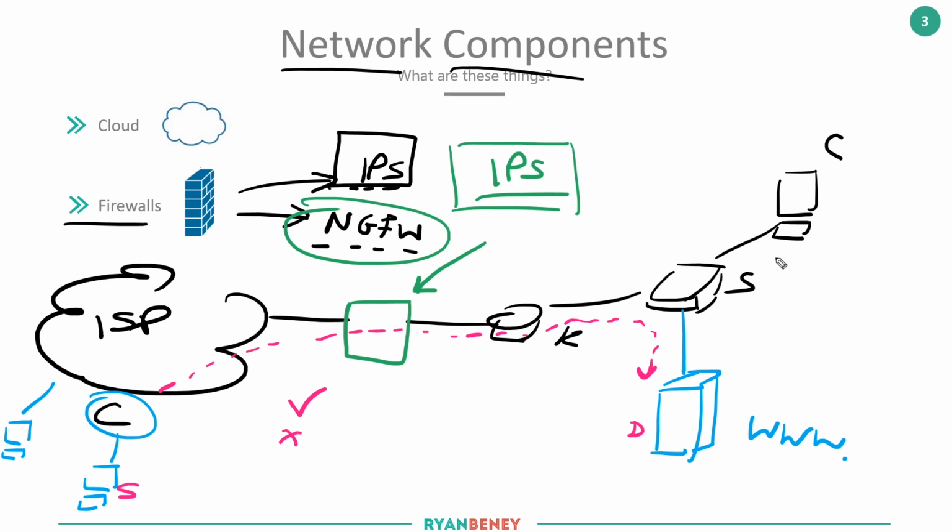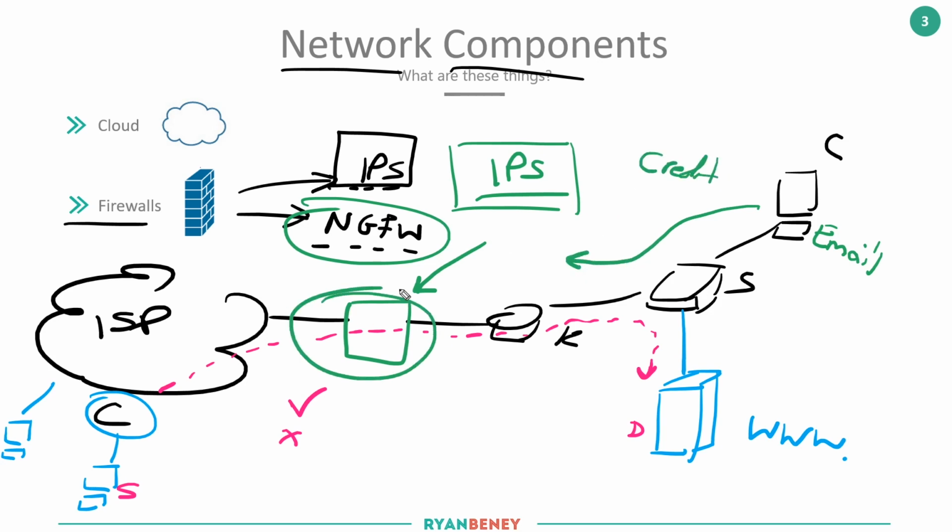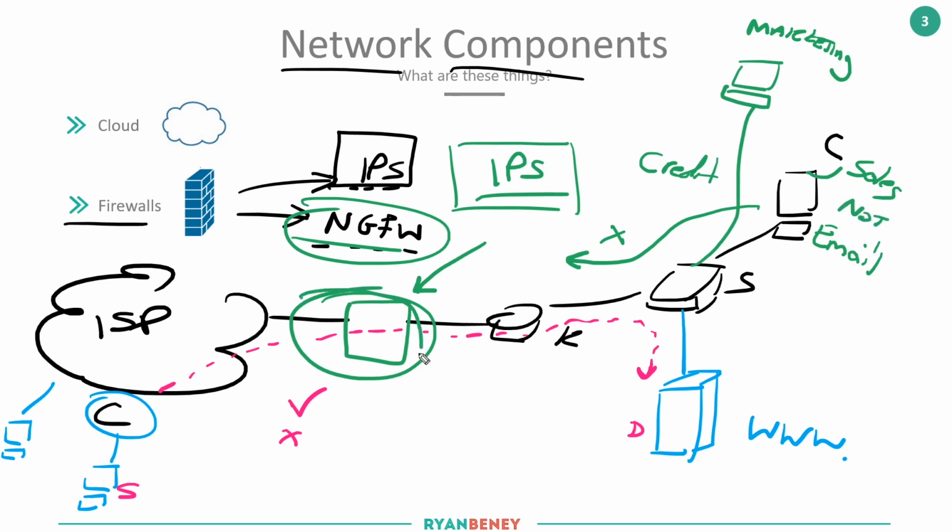It also comes with other features like DLP, which is data leak prevention. Let's say this particular client inside your network starts emailing out a bunch of credit card details, then this next generation firewall can see that traffic and stop it. Let's also say there's a client up here who is part of marketing and they're allowed to use Facebook, but this client here who is part of sales is not allowed to use Facebook. The next generation firewall can give us that granular control.